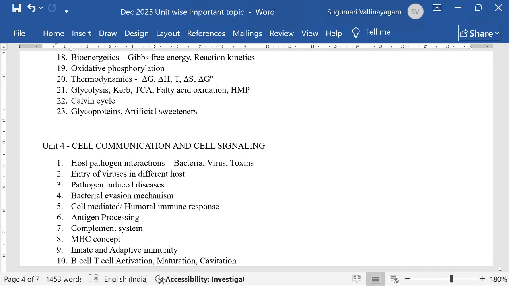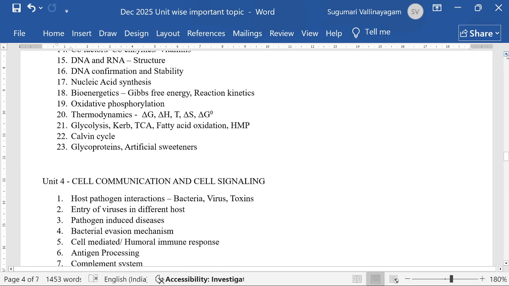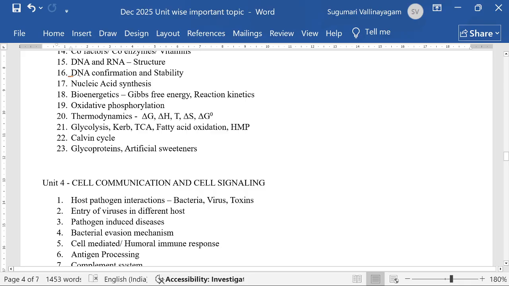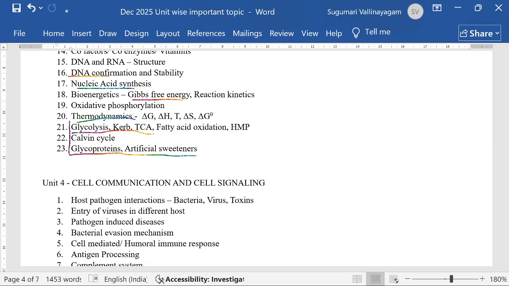And then protein folding, degradation, cofactors, DNA structure. This kind of thing we studied in Unit 1 also, so Unit 3 is recalling that process. And DNA conformation and nucleic acid synthesis pathways. The de novo pathway we should study. And Gibbs free energy related calculations, thermodynamics in biological systems. Then the cycles: Calvin cycle, Krebs cycle, TCA, fatty acid oxidation, HMP pathway. These are most important. From this you can expect one question.